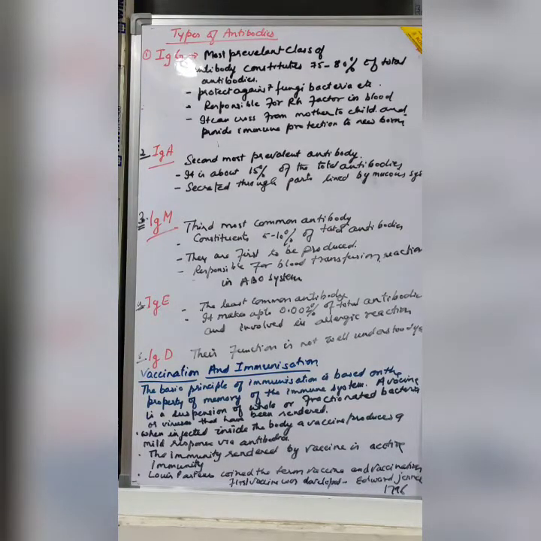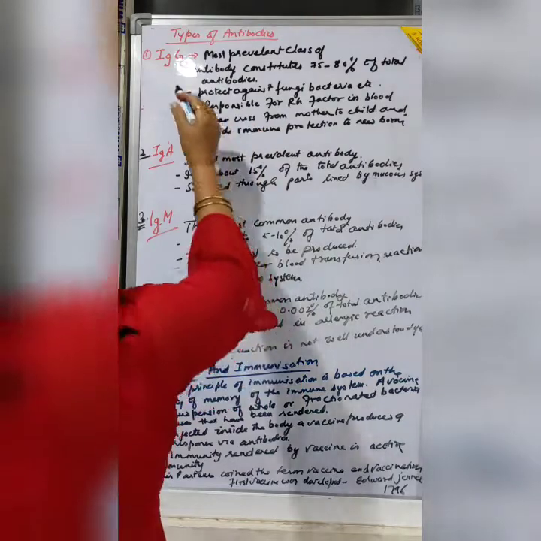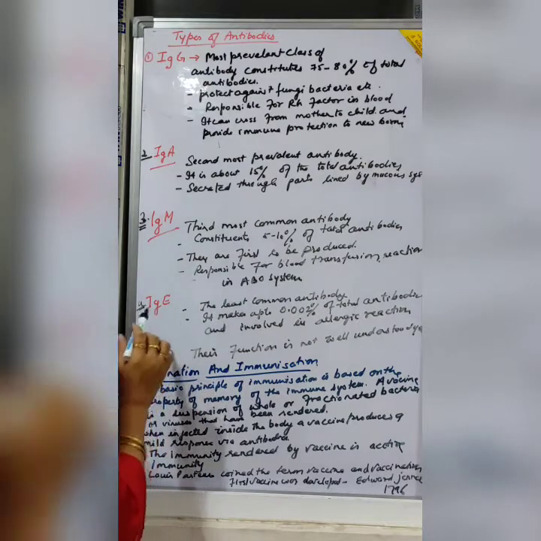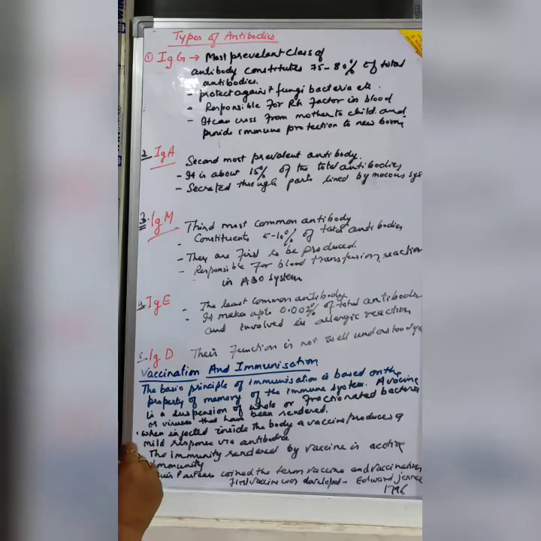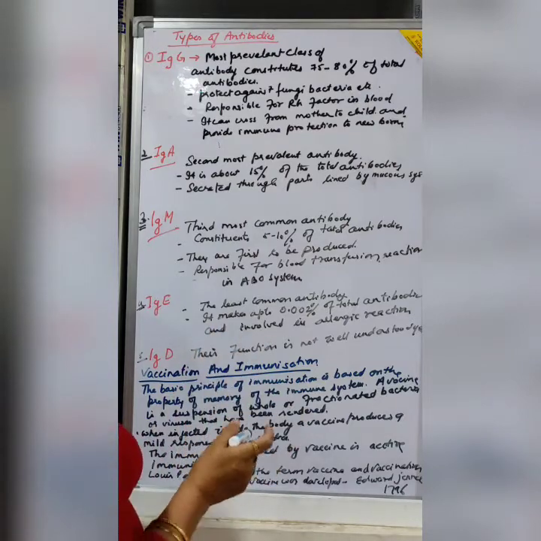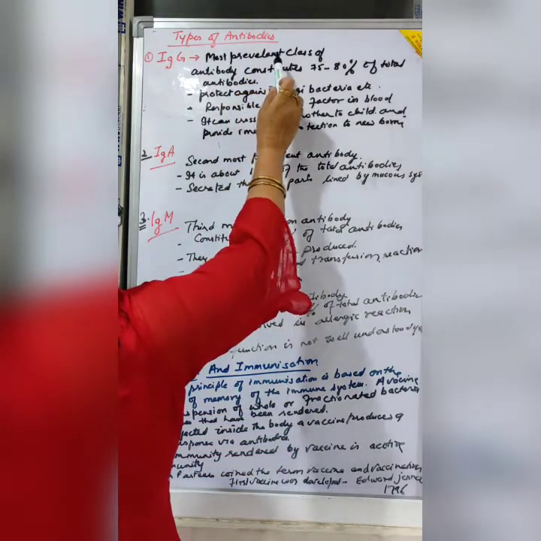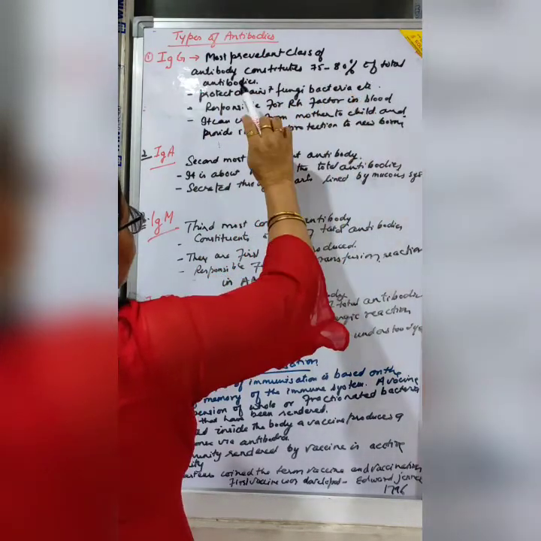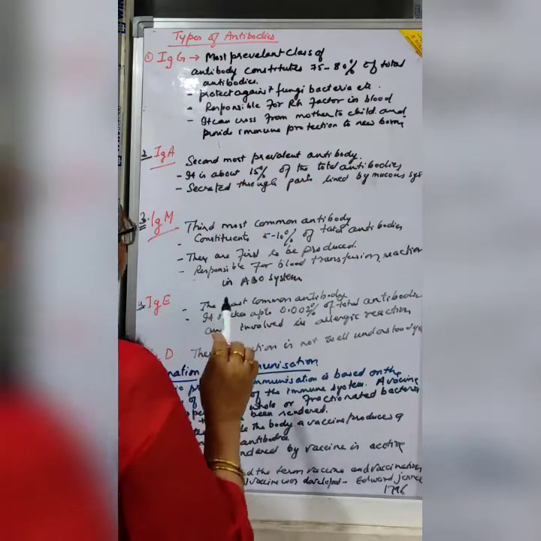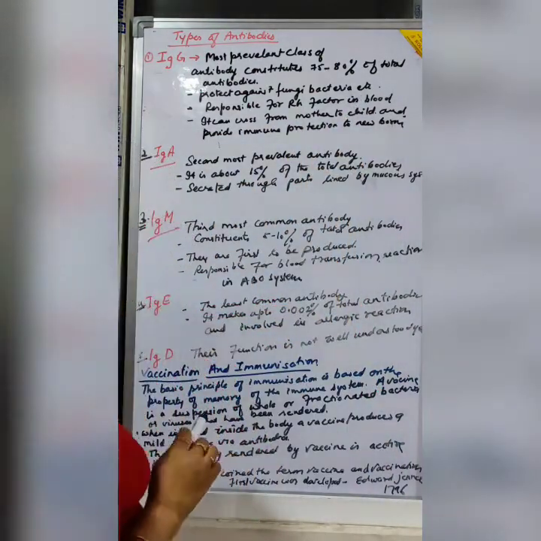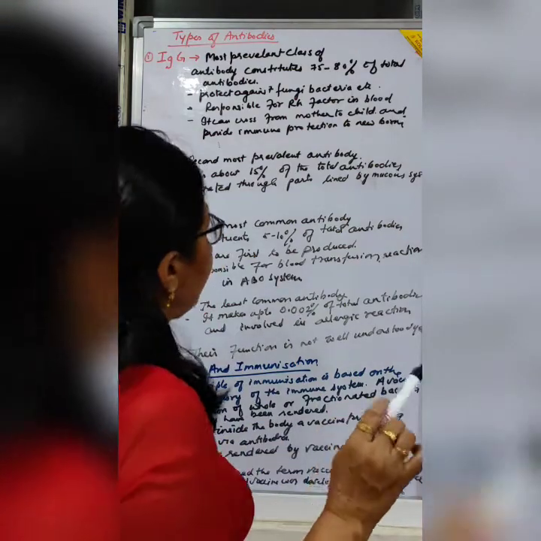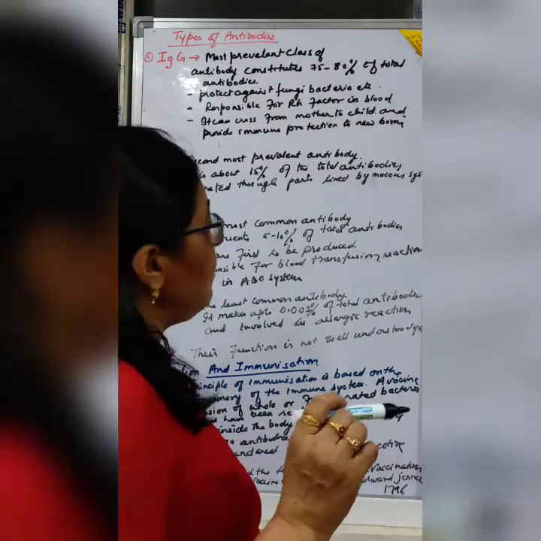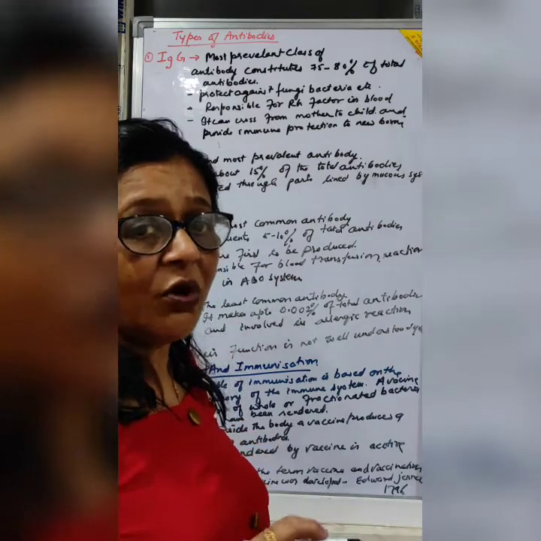Now next we come to the different types of antibodies. They are IgG, IgA, IgM, IgE, IgD. These are the types of antibodies. We have to learn their characters and function. IgG is the most prevalent class of antibody. It constitutes 75 to 80% of total antibodies. They protect against fungi and bacteria. Responsible for Rh factor, that is rhesus factor. It can cross from mother to the child and provide immune protection to the newborn baby.